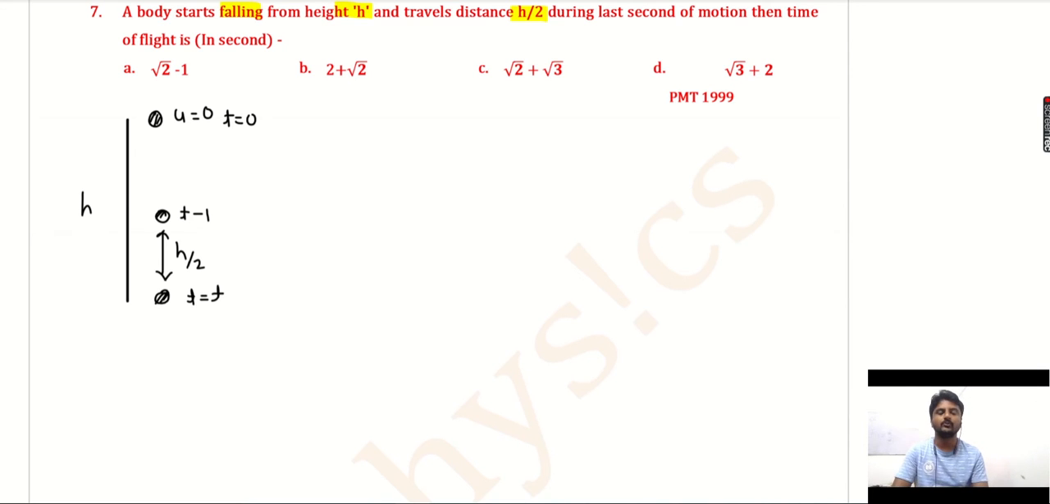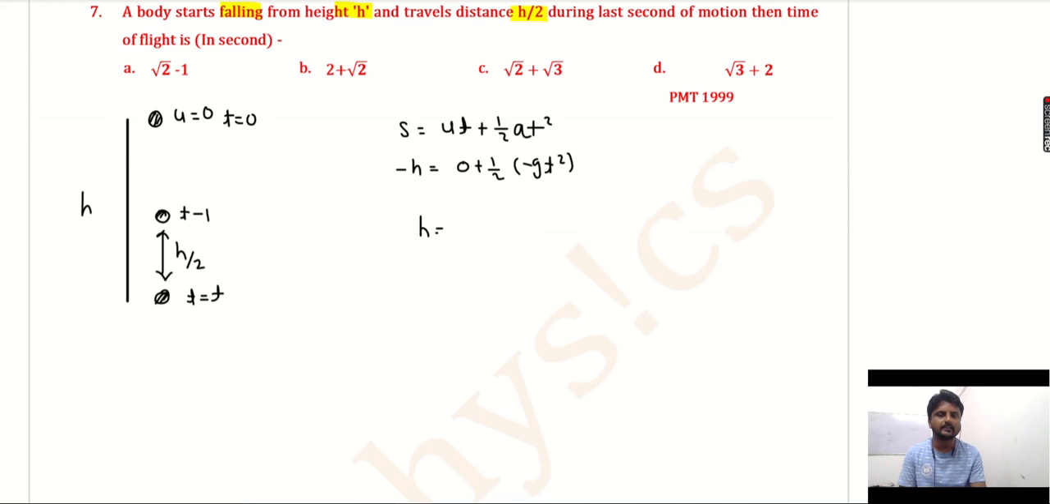So, how to solve this? Whenever a ball is released from a particular height, the equation of displacement can be written as s = ut + 1/2 at². First, I will solve for the general equation. Displacement can be written as -h = 0 + 1/2 (-g) t². So this minus minus gets cancelled out.